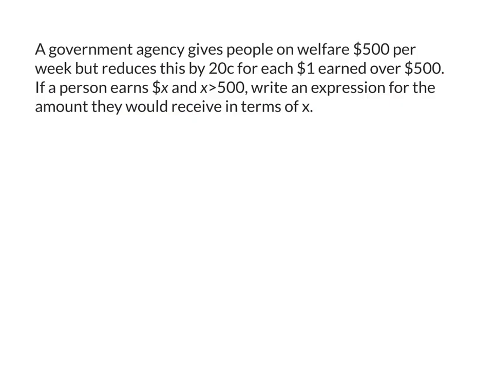So let's say a government agency gives people on welfare $500 a week, but reduces this by 20 cents for each dollar earned over 500. A person earns X dollars and X is more than 500. Write an expression for the amount they receive in terms of X. So this is what they receive. They would receive $500, and we're going to subtract 20 cents for each dollar earned over $500. So this 20 cents for each dollar earned is 20% of what is earned over 500. So 20% is 0.2. You times by 0.2 to find 20%.